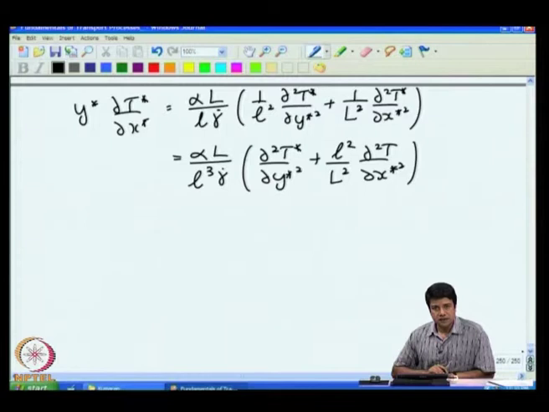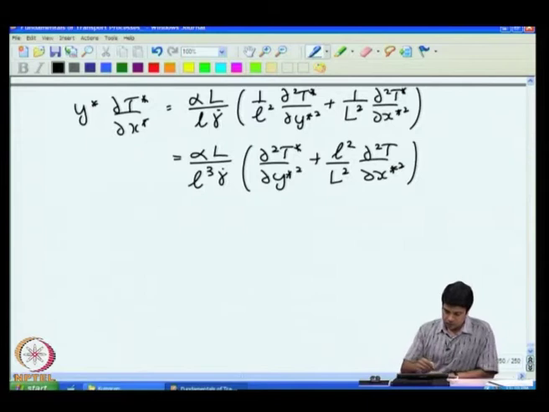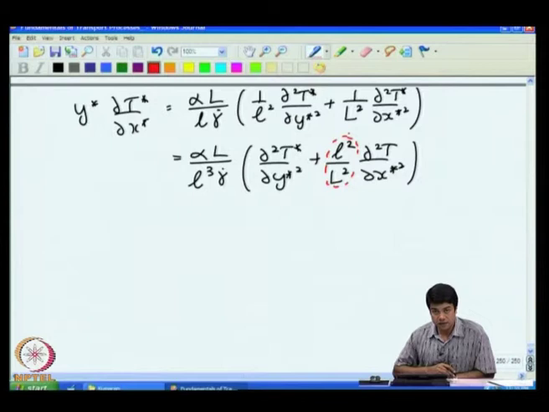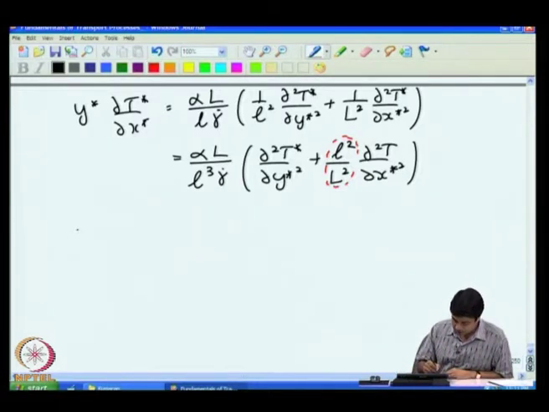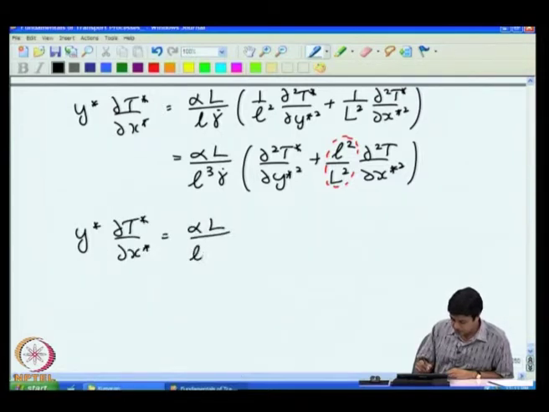So, this then is my convection diffusion equation. Note that this is a small number. This is a small number because I postulated that small l is small compared to capital L. Therefore, I can neglect streamwise diffusion in comparison to cross stream diffusion. And if I do that, what I will get is that y star partial T by partial x is equal to alpha L by gamma dot l cubed partial square T by partial y square.